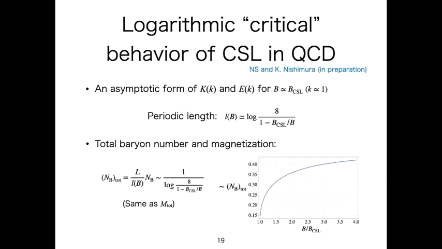logarithmic behavior, as I explained in the introduction, in this QCD case. So what we want to use is the symplectic form of the elliptic functions, valid near the phase transition point, and you can see that the periodic length has some kind of logarithmic behavior. Due to this fact, the baryon number of the fixed length system would have this kind of logarithmic behavior, as shown in this. So this is kind of a critical logarithmic behavior of this chiral soliton lattice.